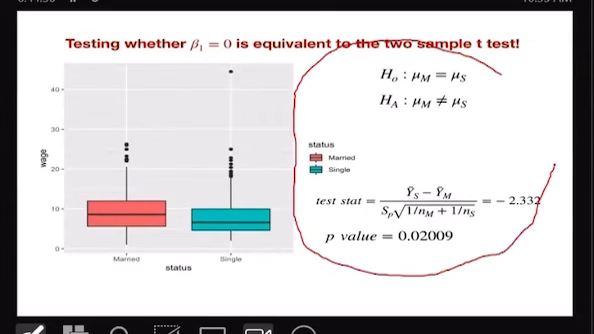So this is a formula comparing, this is the hypothesis, what you've done before. The null hypothesis is trying to say the salary of a married worker is the same as the salary of single workers. The alternative is saying they are not the same.